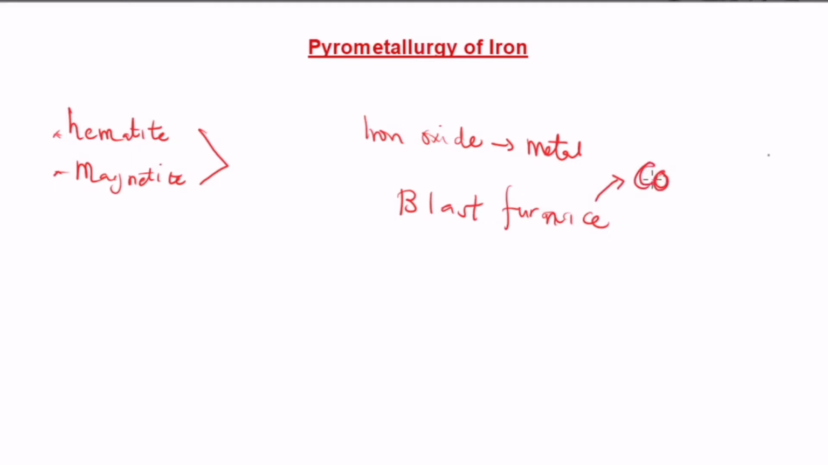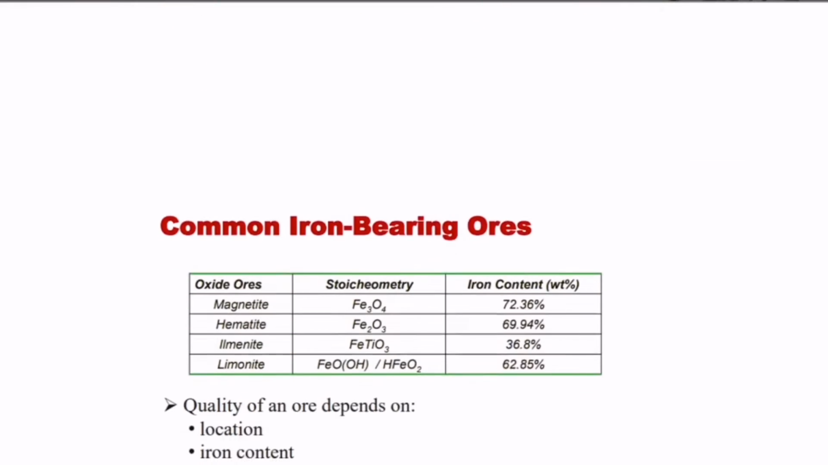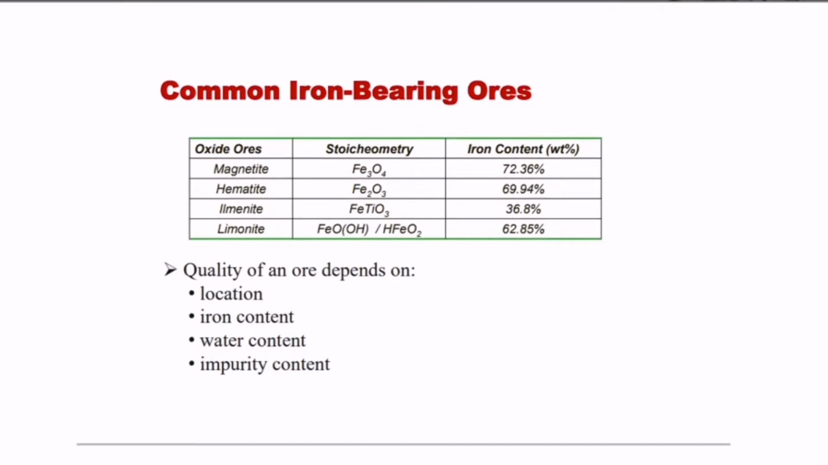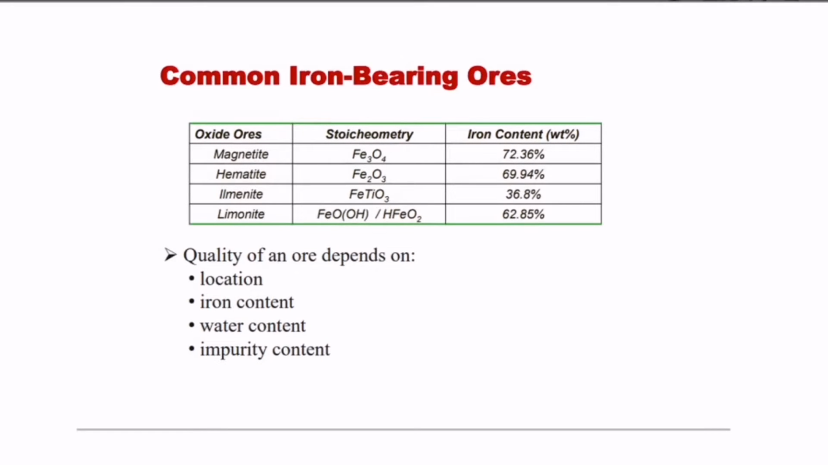Now, when you look at your Ellingham diagram, you know that at temperatures higher than 980 Kelvin, we can use carbon monoxide as a reducing agent to extract iron. Now let's look at the common iron bearing ores, right? Let's look at the common iron bearing ores.